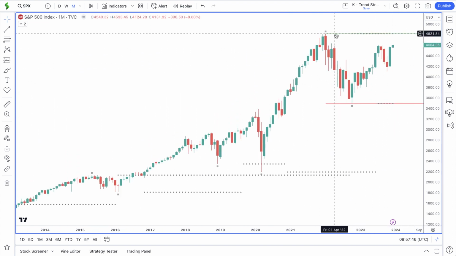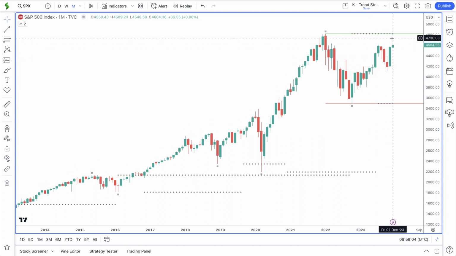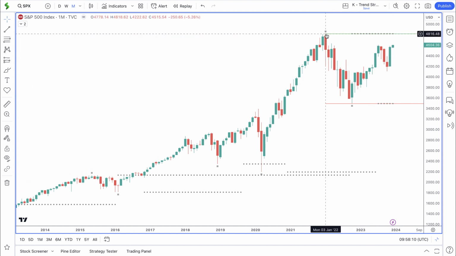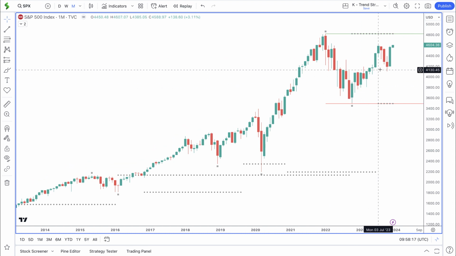We have the all-time high up here at $4,816, and we have last year's low, the low of 2022 at $3,492. So price has been consolidating in this area here, using this as resistance and this level as support. Right now, price is recovering from this decline, which began in January 2022. Price has been recovering since October 2022, been moving to the upside.